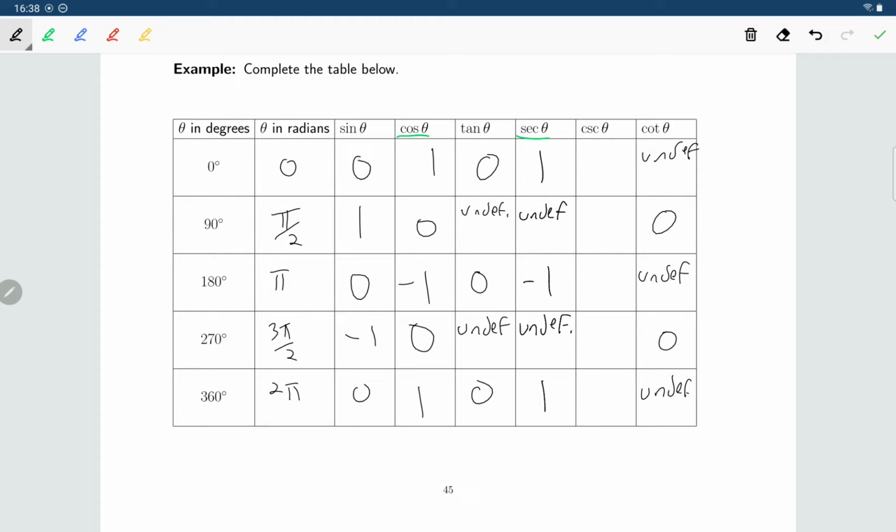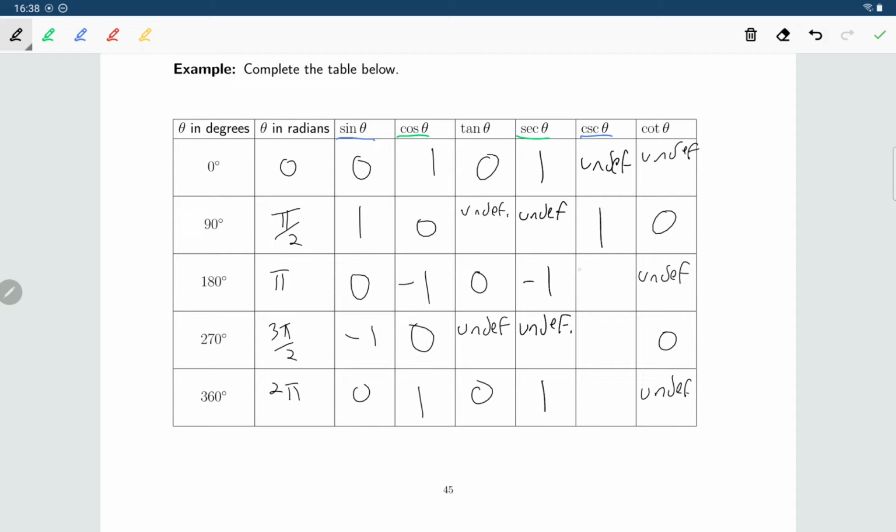And now I'll do the same thing for cosecant. It's the reciprocal of sine. So for my cosecant of 0 degrees, that's the reciprocal of 0, which is undefined. Reciprocal of 1 for 90 degrees, which is 1.